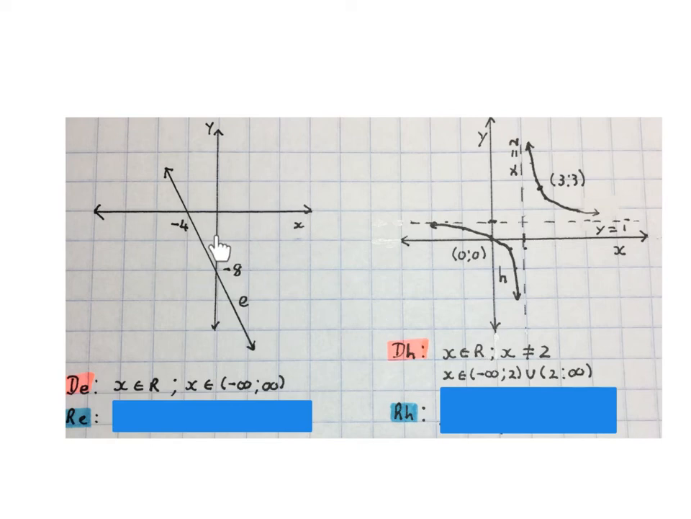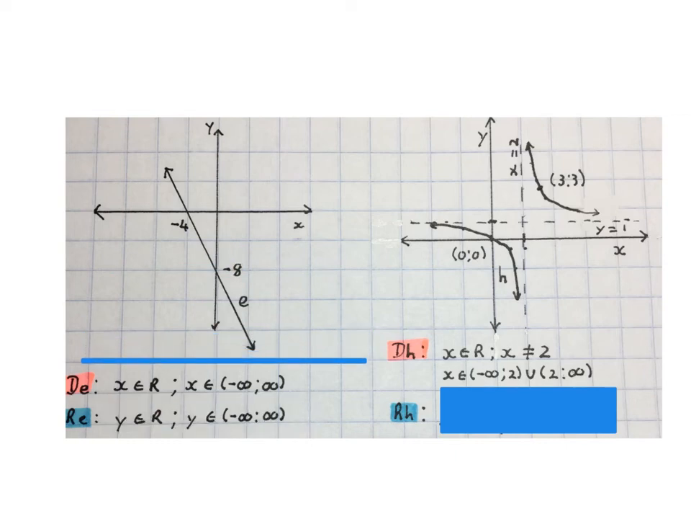Now let's do the range of the graph of E. We draw a horizontal line through it and move it up and down. Where y is 0, it cuts the graph, and all the way up until infinity. You go down, minus 1, minus 8, down, down, down until minus infinity. So the range of E is y is an element of real numbers, or you can write it y is an element from minus infinity to infinity.